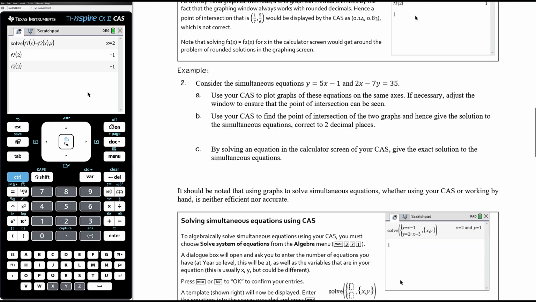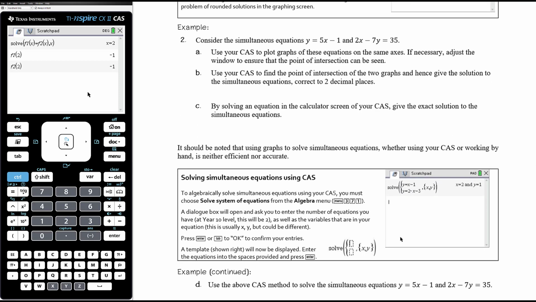All right. So let's have a look at another example here. Consider the simultaneous equations y equals 5x minus 1 and 2x minus 7y equals 35. Use your CAS to plot graphs of these equations on the same axes. If necessary, adjust the window to ensure that the point of intersection can be seen. Use your CAS to find the point of intersection of the two graphs and hence give the solution to the simultaneous equations correct to 2 decimal places, that's part B.